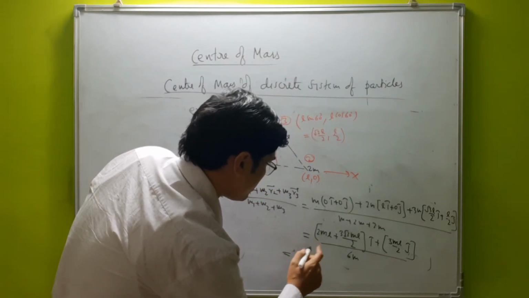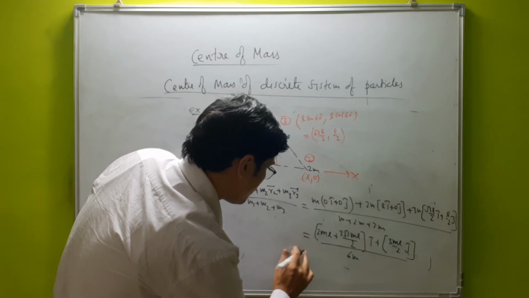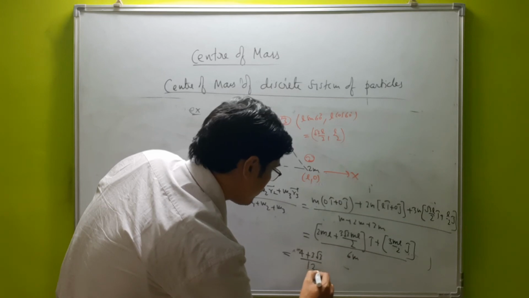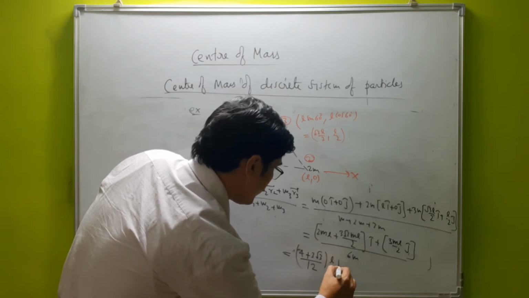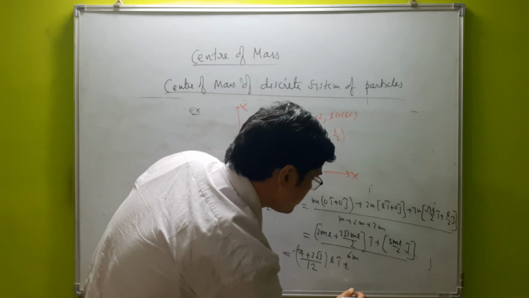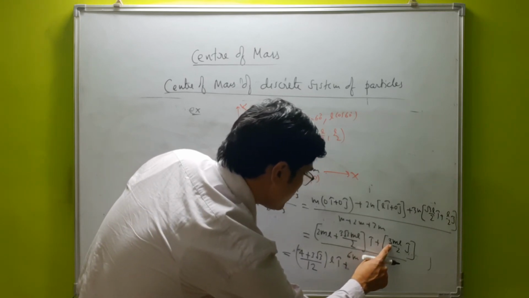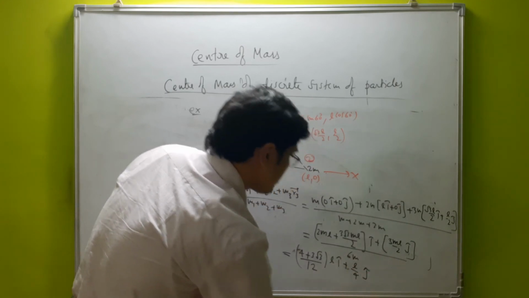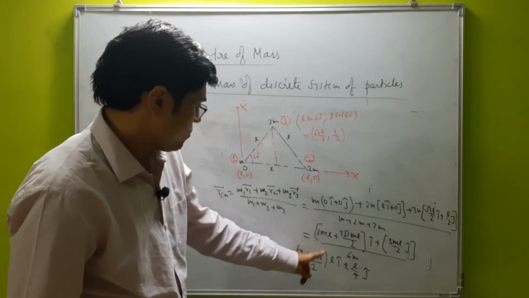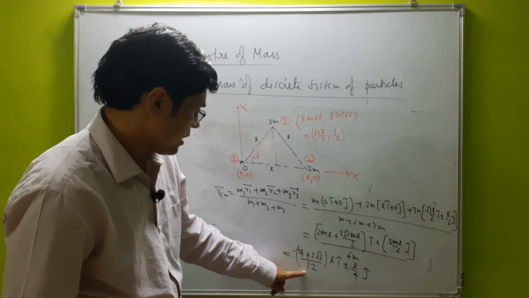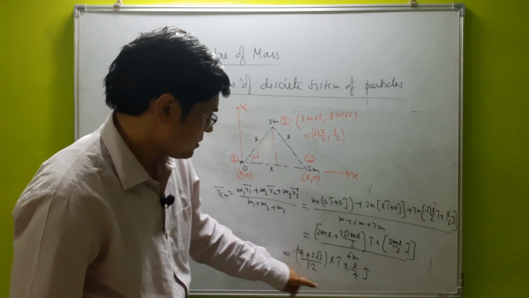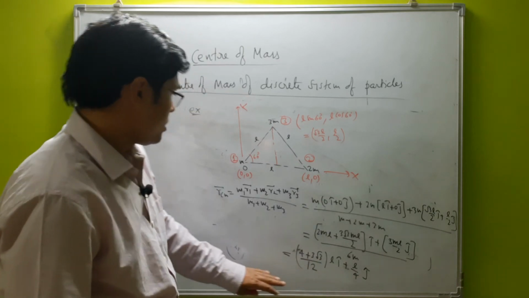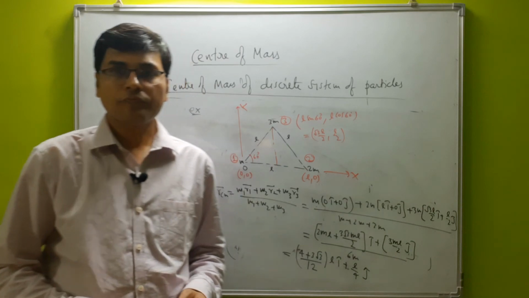So now from here, this would be how much? This is 6m in the denominator, so this is (4 plus 3 root 3) by 12 L i cap, and here this would be L by 4 j cap, right? So (4 plus 3 root 3) by 12, cross check your calculation, and this is, yeah, L by 4 j cap. So this would be your final answer, right?